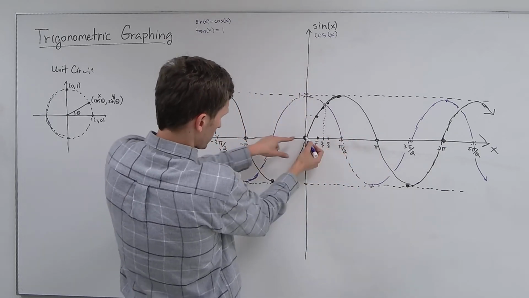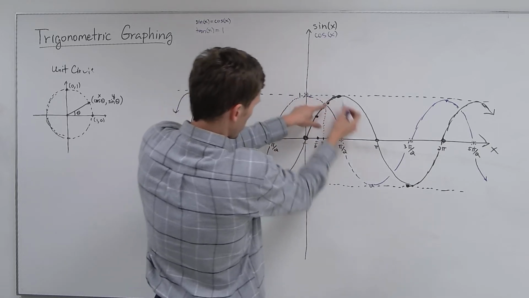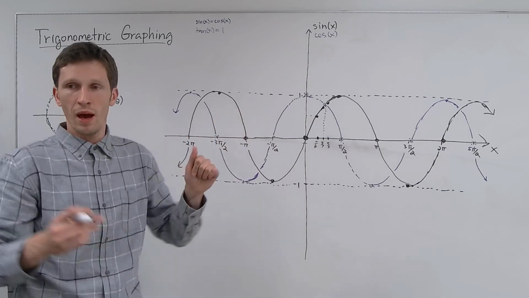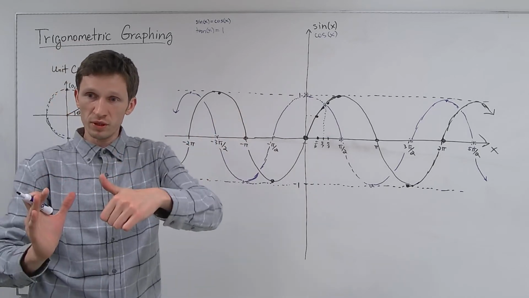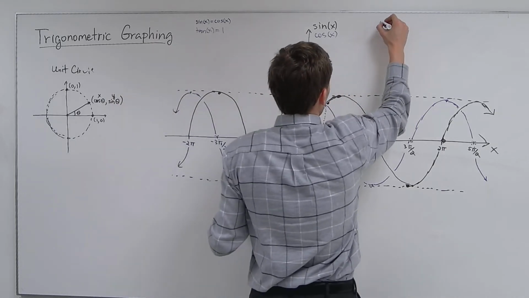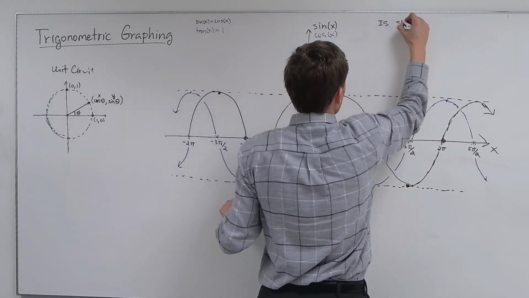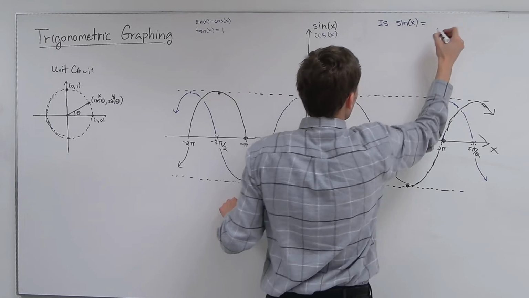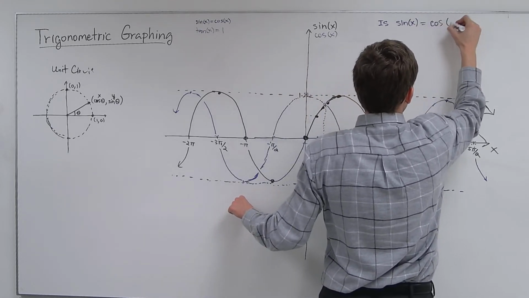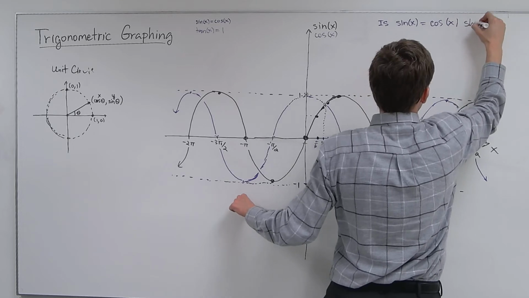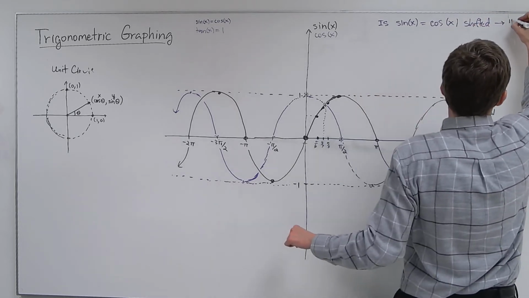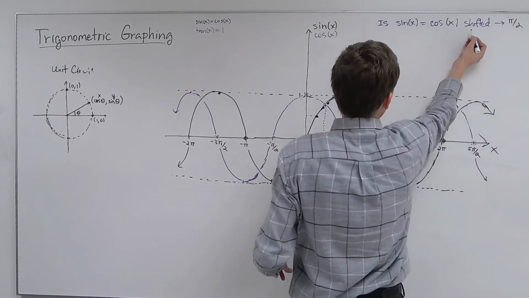We see this purple spot right here? It's a -pi over 2. This is a 0. This is a 0. This is a pi over 2, the corresponding points. So purple is a cosine. How would you shift a cosine to the right by pi over 2? Well, in other words, is sine of x equal to cosine of x shifted right by pi over 2?